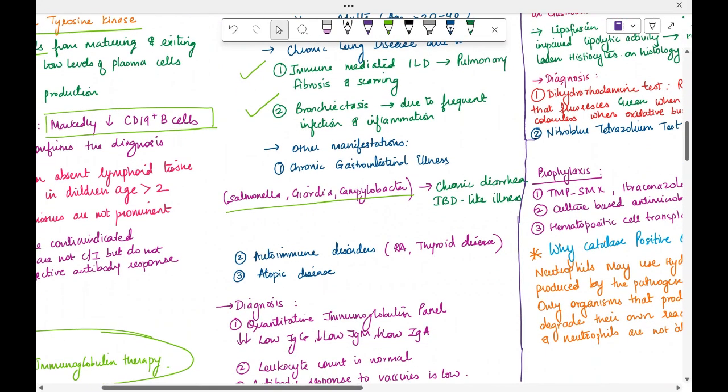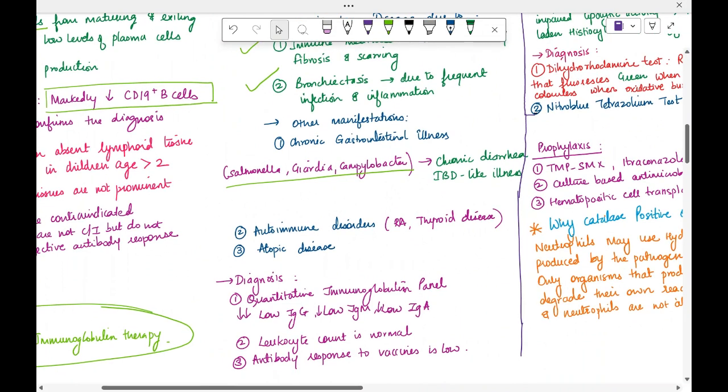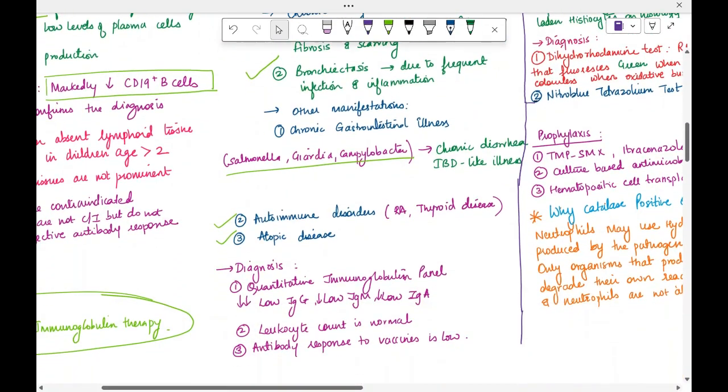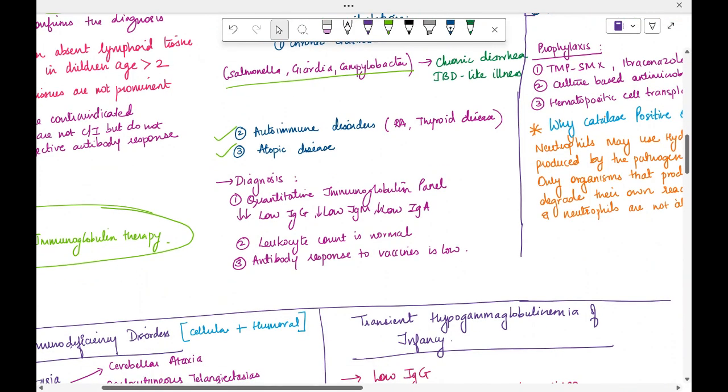Another thing is that there can be inflammatory bowel disease-like illness. Also, other manifestations are autoimmune diseases. The patient may have rheumatoid arthritis or autoimmune thyroid disease and an atopic disease. Now here, how do we diagnose? So simple, we do a quantitative immunoglobulin panel. That is a low IgG, low IgM, low IgA. Amongst that, IgG is lower than IgA and IgM. Leukocyte count is normal, and antibody response to vaccines is low. So these are the common features which we see in the B cell disorders.